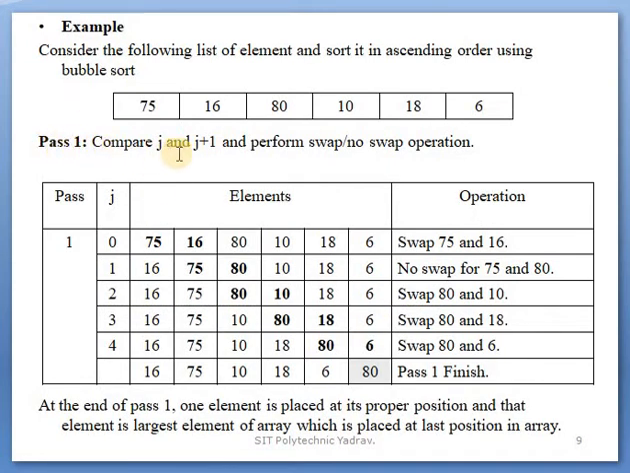Okay, pass number 1: compare j and j plus 1 and perform swap or no swap operation. This is the pass number, this is the jth number, these are the elements, and these are the operations, these are the columns. When j is at the 0th position, what will happen? For that, the numbers are 75, 16, 80, 10, 18 and 6.